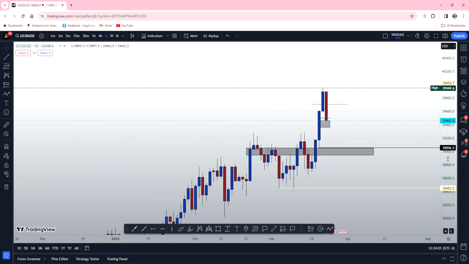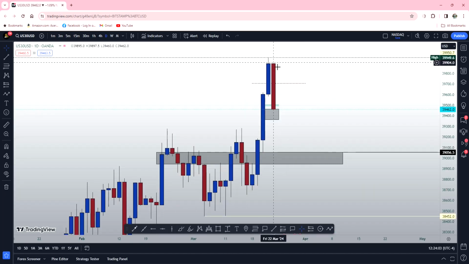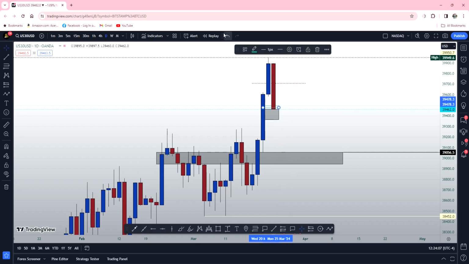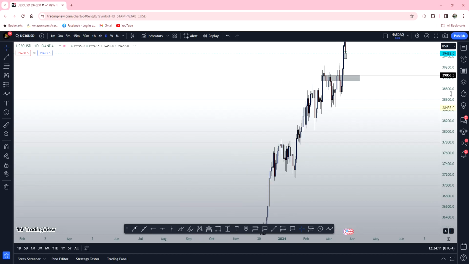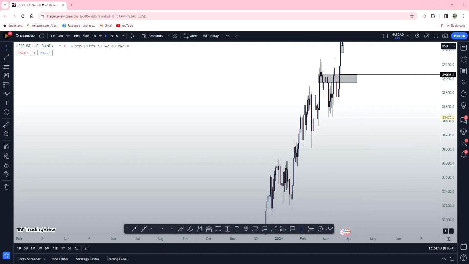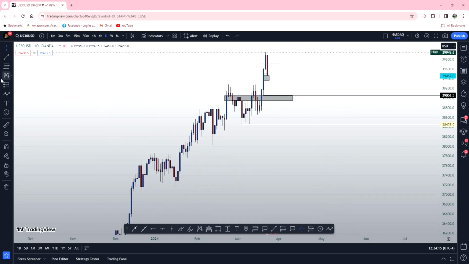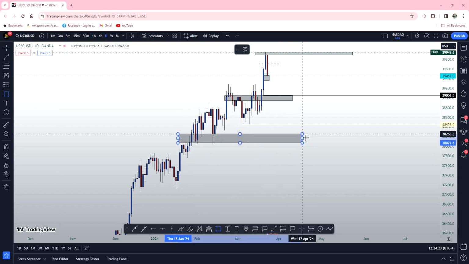So I just don't like how this thing just closed with a big bearish engulfing candle. Because look guys, market structure. Let me just show you this quickly. This is just market structure.